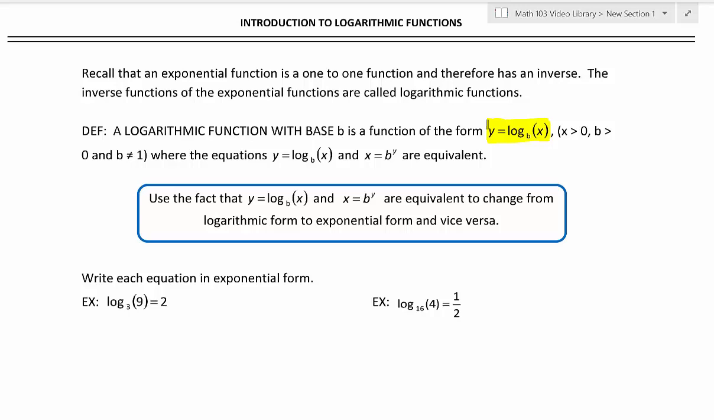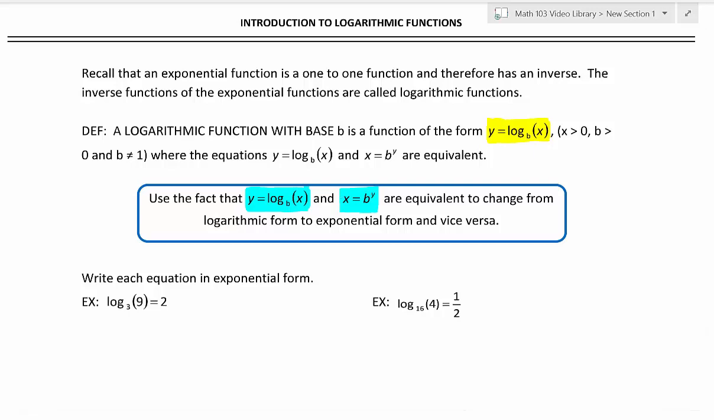The second half of the definition is extremely important. This is how we connect logarithmic and exponential functions. It's how we convert back and forth between the two, and this will be extremely important when we're solving exponential and logarithmic equations. So let's take a look at this. Y equals log base b of x. To rewrite this in exponential form, it looks like x equals b to the y.